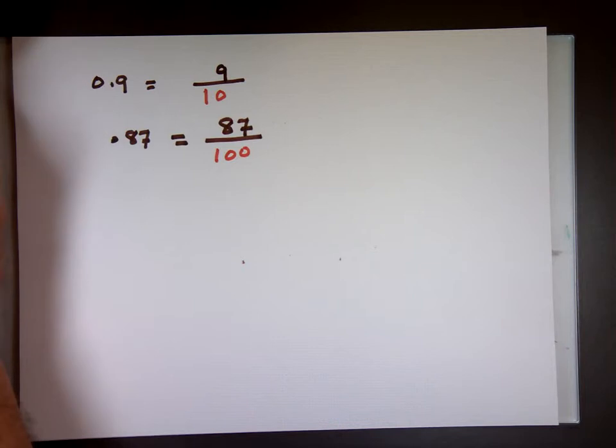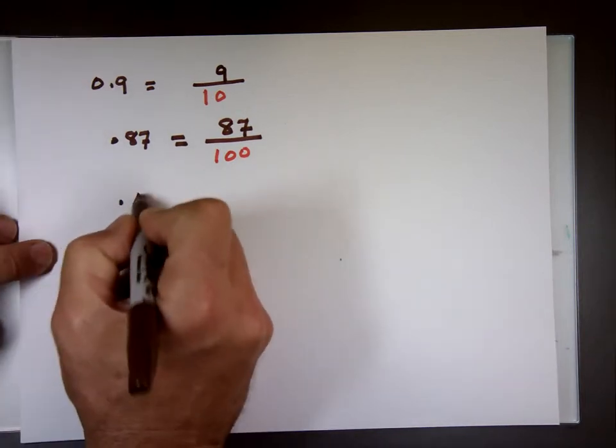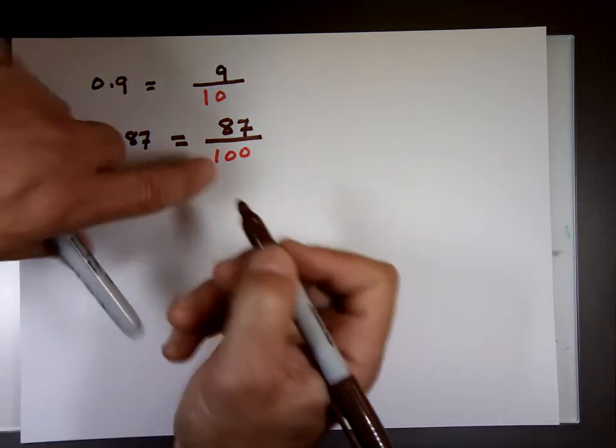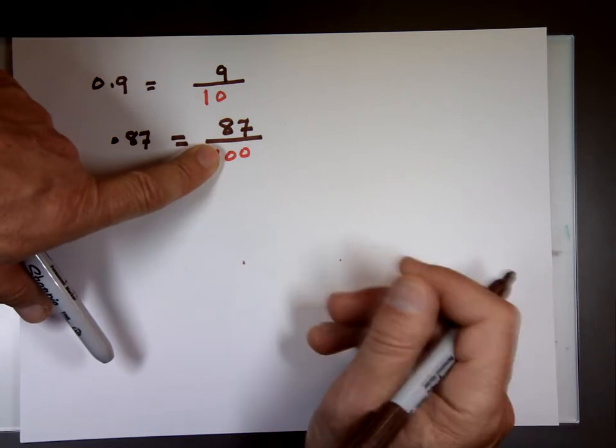Why do you have to bring the 1 and not 2 zeros? Well, if you did 2 zeros, can you divide by 0? No. It's not a number.